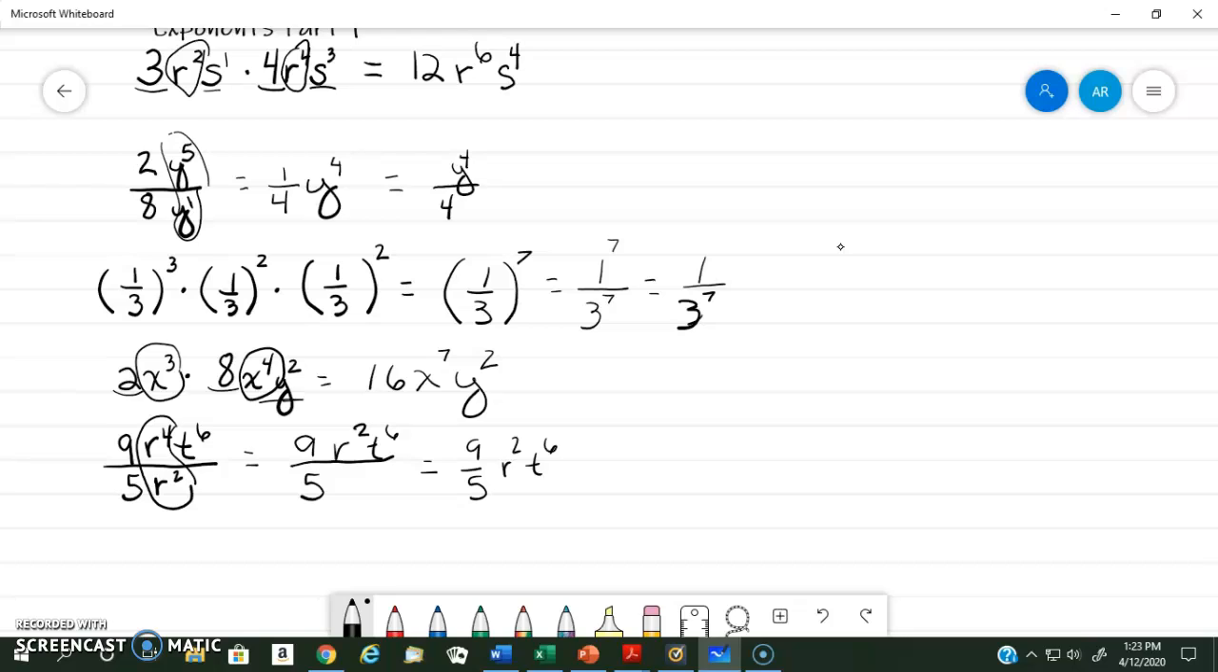And so that's just simplifying using all of the exponent rules. Here you'll notice that all of the exponents were positive. Please see part 2 for some more complicated simplifications as well. Thank you.